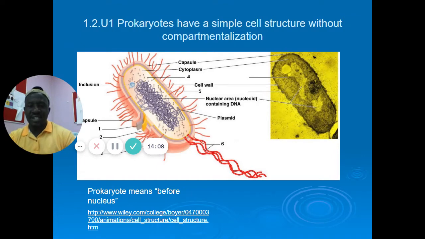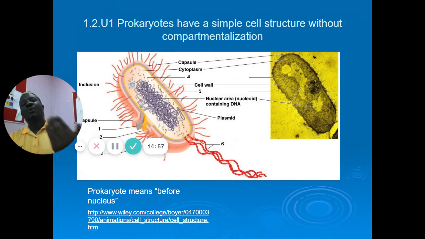So if you look at this, the capsule is the outer layer. Then we've got the cytoplasm. Then between the cytoplasm and the capsule, bacteria have a cell wall. They have a cell wall that is responsible for giving them structure. And this cell wall is different from that of a plant cell. The cell wall here is made up of peptidoglycan. It's an organic substance, which is different from the one in a plant.